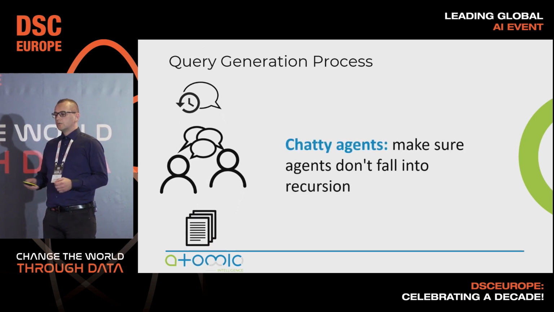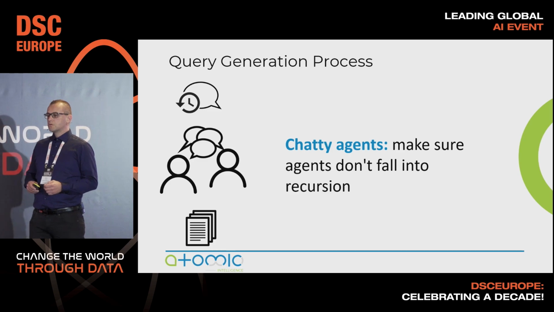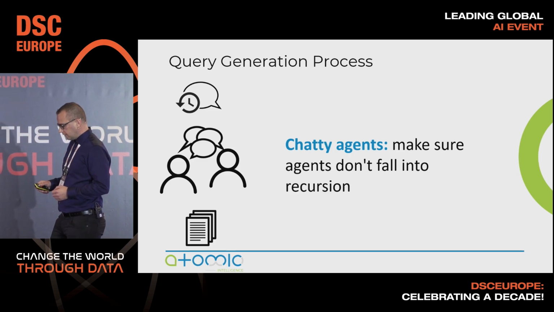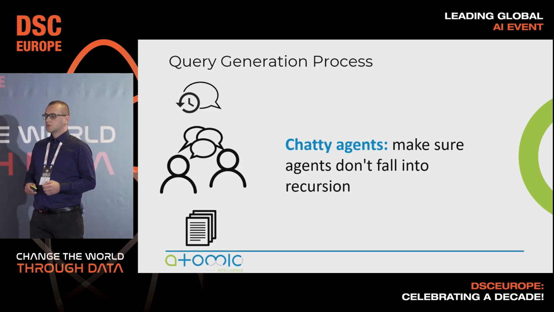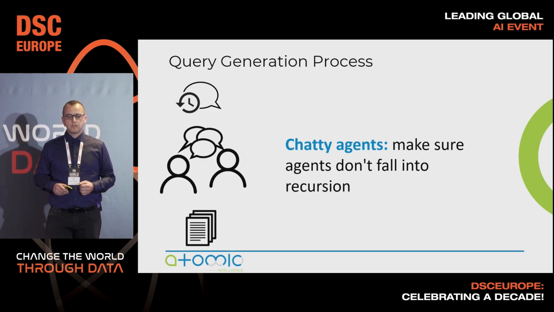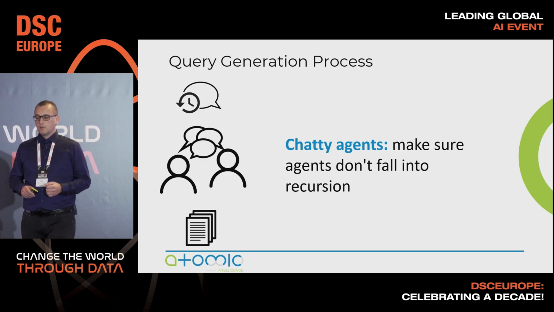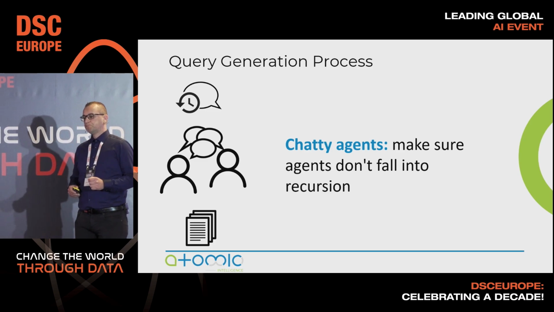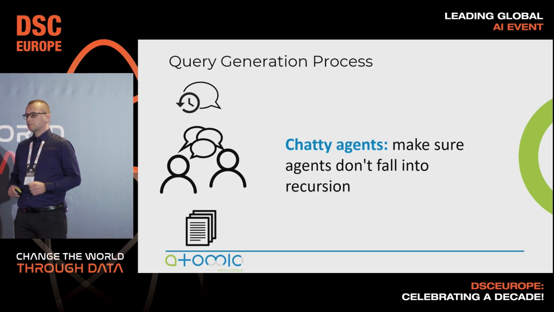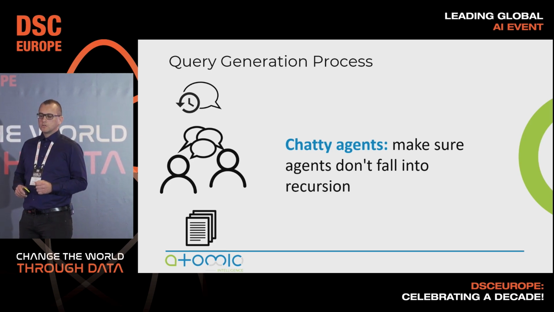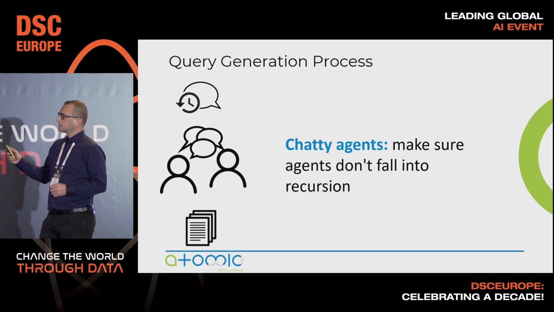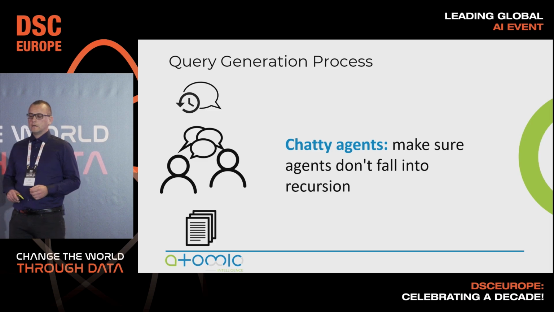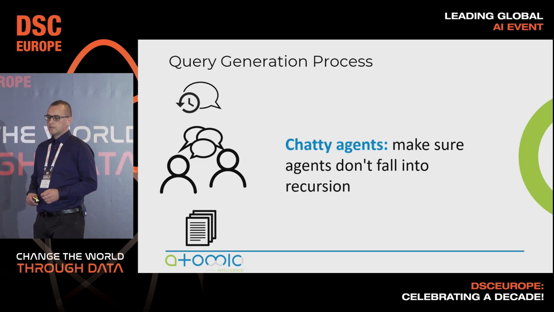Chatty agents are kind of a problem, but also an opportunity. You can see pros and cons here. If you have chatty agents, that might mean that your system is going toward a rethinking process, so deep reasoning, but it can also happen that they fall into a recursion problem. So the orchestrator agent here takes care of not letting them go too deep, and you need to halt the conversation.